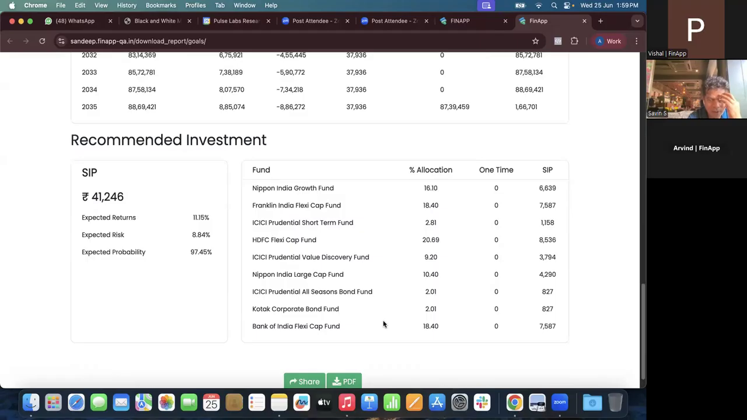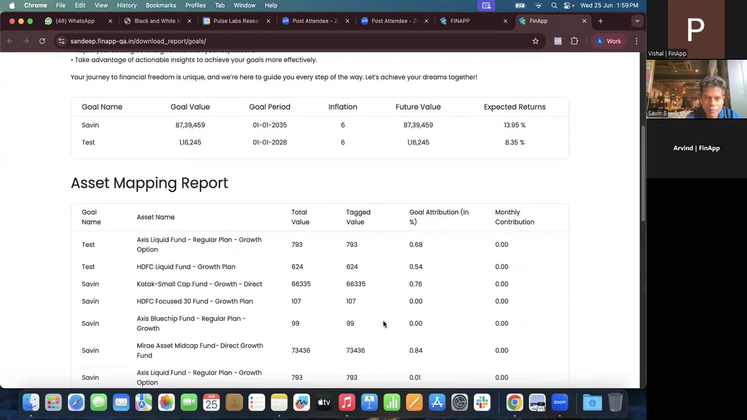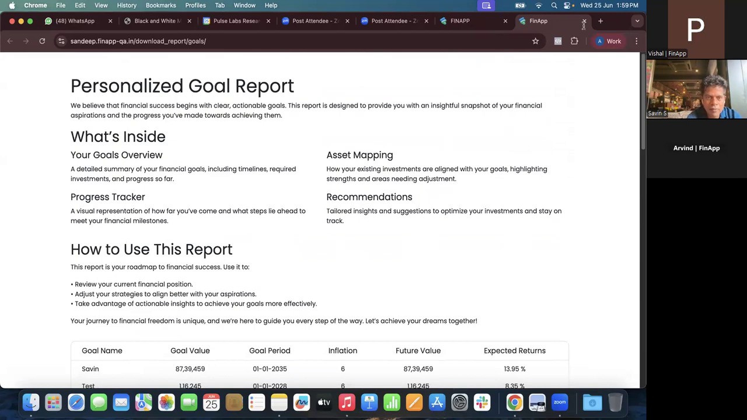In one click, he will be able to do the transaction for all of these funds. He doesn't have to go to each and every one. He just needs to put in the date of SIP. That is the only action he will also have to take. Wonderful. When does he want to hit the SIP? So this is a goal, automatic goal mapping.